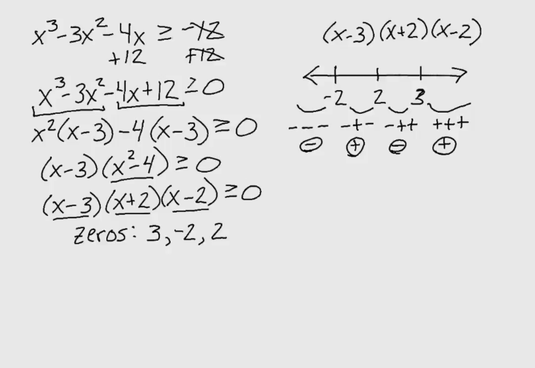I look back at my original problem and notice that I need values that are greater than or equal to 0. So we are looking for the pluses. So between negative 2 and positive 2, and bigger than 3. Because our sign is greater than or equal to, we include the zeros. So our solution will be negative 2 to positive 2, using brackets because we include the endpoints, union with 3 with a bracket to infinity.